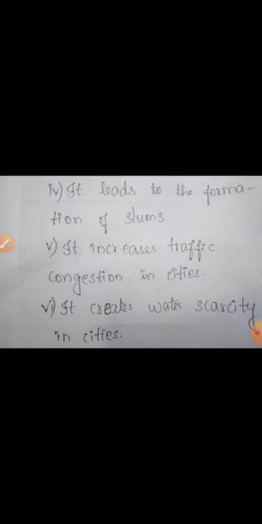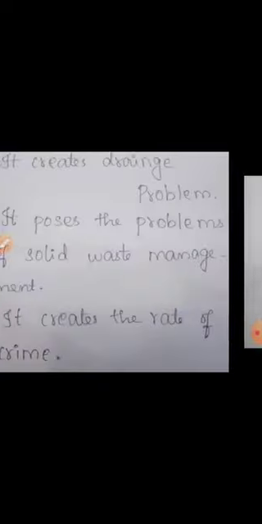Then the fifth one is it increases traffic congestion in cities. Sixth, it creates water scarcity in Indian cities. Then it creates drainage problems. The eighth is it poses the problems of solid waste management. The ninth is it increases the rate of crime. These are the major problems of urbanization. Okay, students, can you understand? I hope you understood about migration and urbanization. The continuation of this topic I will teach in the next class.